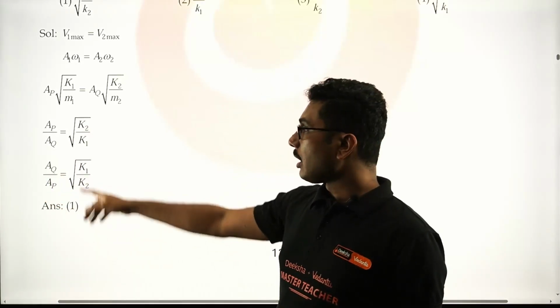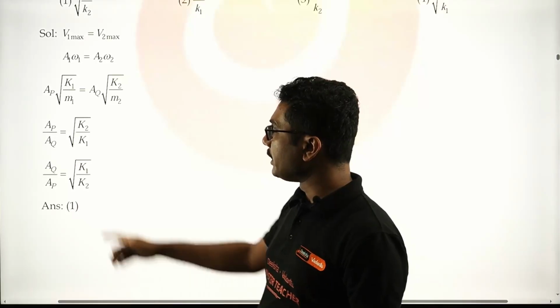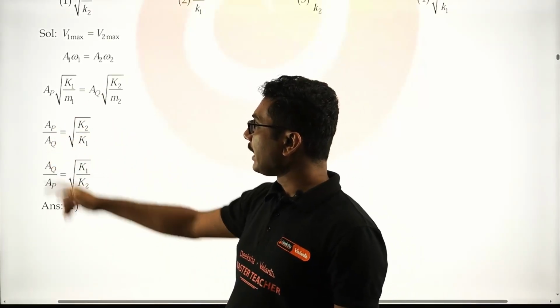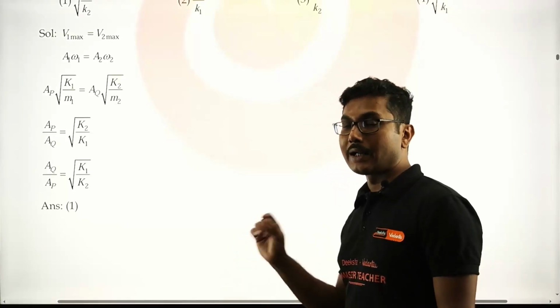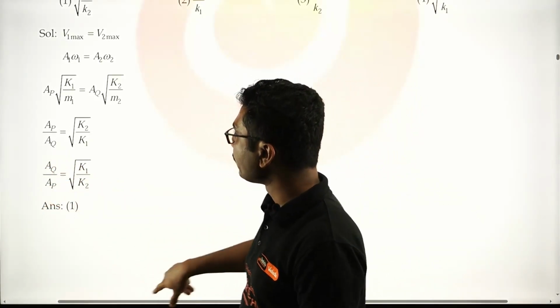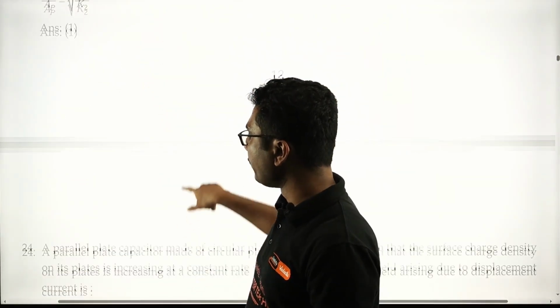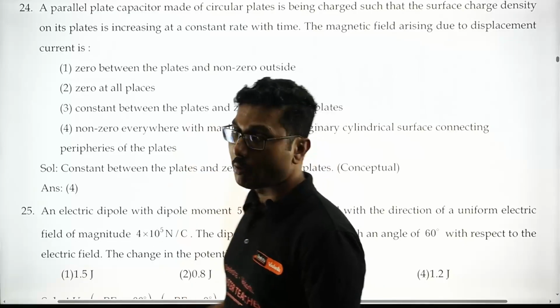Be careful, they have asked for AQ by AP, so you have to be in that order. If you solve it and get AP by AQ, which is K2 by K1, and you mark that answer, then it will be wrong. You have to be careful. You are finding AQ by AP. So whenever you are solving a ratio based question, make sure to double check whether you are solving it properly or not.